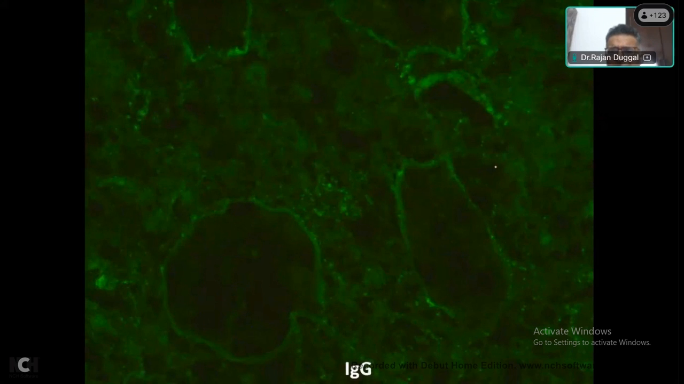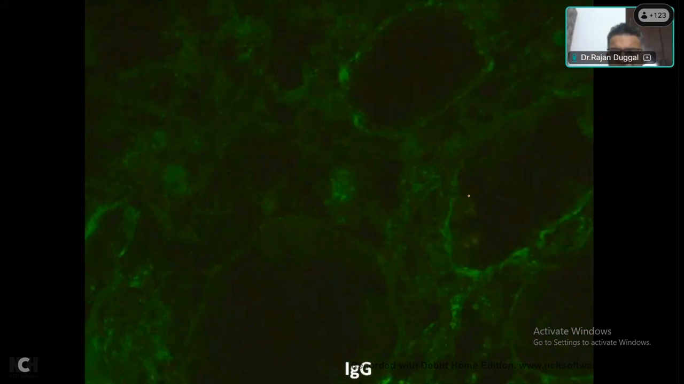Look at the IgG. IgG is showing a very granular kind of staining along some tubules. So always remember, whenever there are autoimmune pathologies, you will see some granularity along the tubular basement membrane. Okay, so there is some minimal granularity along the tubular basement membrane.